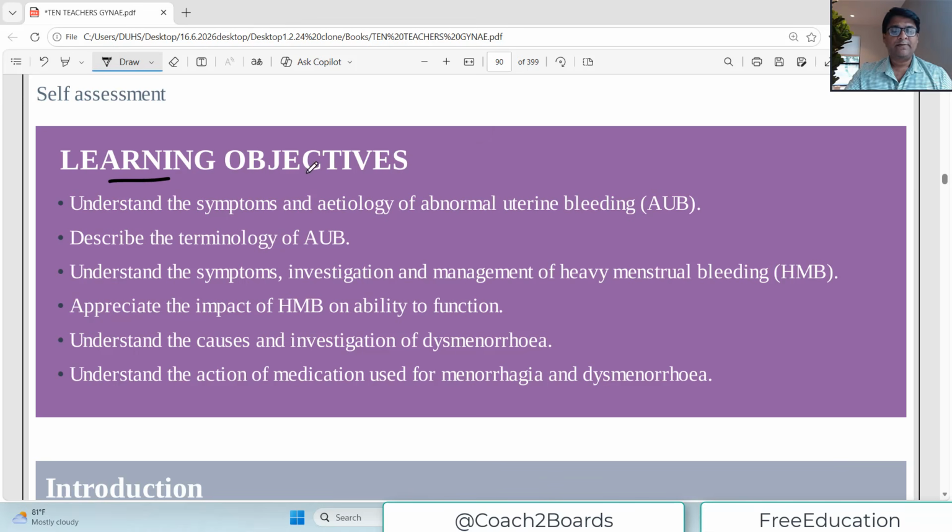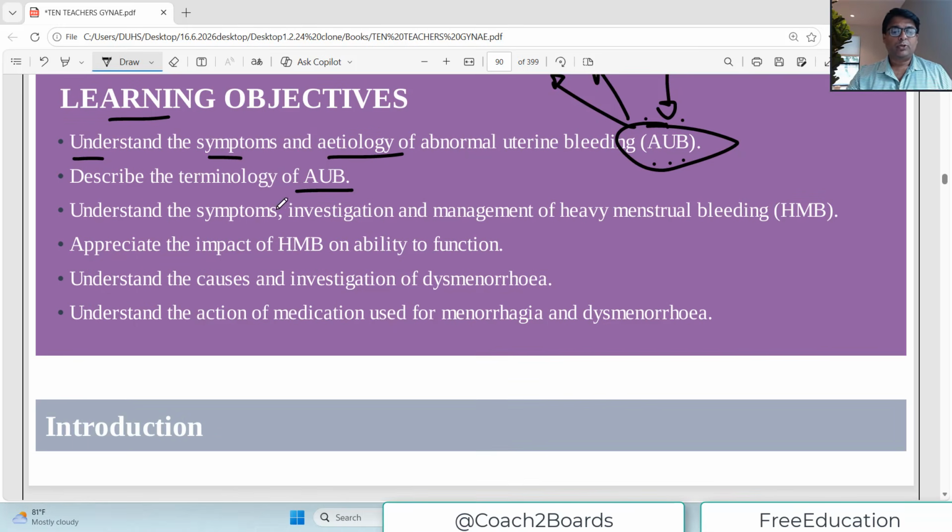Now, the learning objectives of this chapter are that the participants by the end of this lecture should be able to understand the symptoms and etiology of abnormal uterine bleeding. ये general word use करते हैं AUB, which basically is an abbreviation for abnormal uterine bleed. We should be able to describe the terminology of abnormal uterine bleed और फिर इसके क्या-क्या examples हैं. You should be able to tell what are the different examples of AUB. You should also be able to understand the symptoms, investigations required, and management of heavy menstrual bleed.